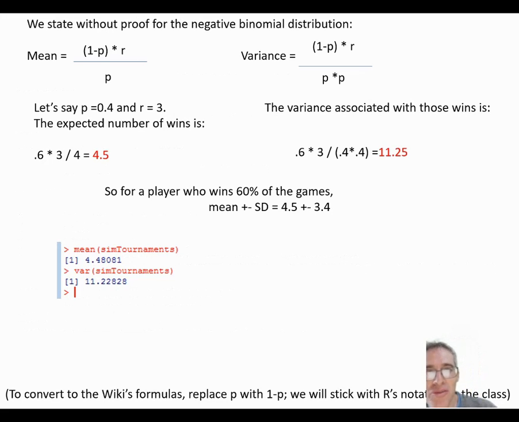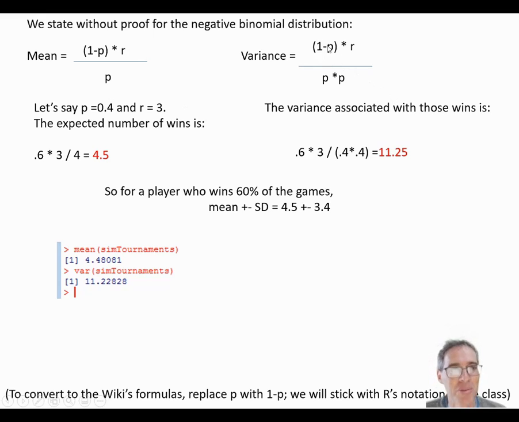So we're going to state without proof the mean and the variance of the negative binomial distribution. So this will be as smart people tell us. It's going to turn out that the mean of the negative binomial distribution is (1 minus p) times r divided by p, and the variance is (1 minus p) times r over p squared. So if you have a 40% chance of loss and r equals 3, you can expect to win 4.5 games. And of course, this is going to impact the expected value of a tournament, which of course is one of the homework assignments that you have outstanding at this point.